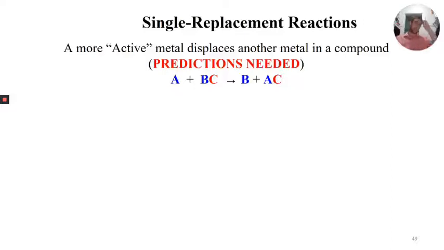That would be the single replacement reaction, and it's really going to be kind of our big last one. What this is going to reference is exchanging typically a metal, a solid metal, into an ionic compound. And so what we're looking at is kind of a difference in activity.